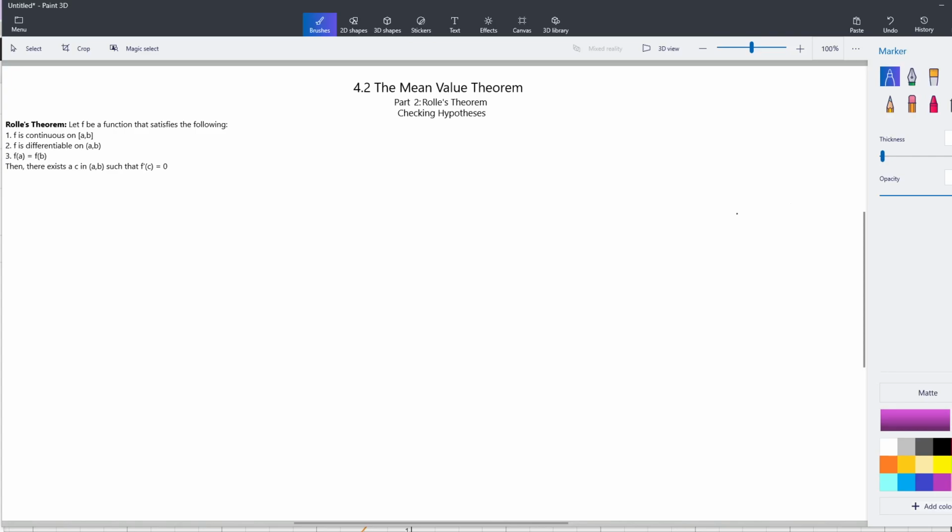Hello everybody. So in this video we're going to do an example of checking that a function satisfies Rolle's theorem and then looking for the C that's given by Rolle's theorem. And then we're going to talk about why it's so important to actually check these hypotheses. Okay, so let's look at this example.